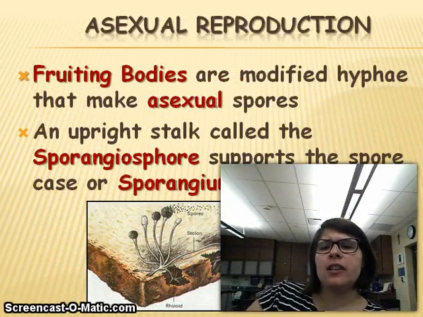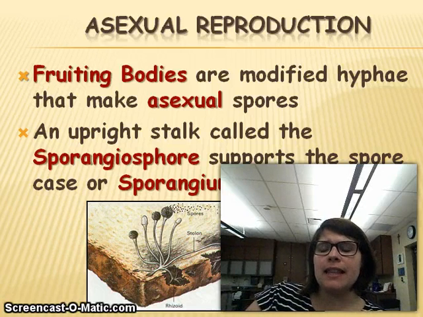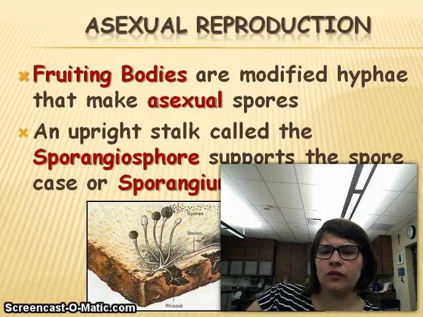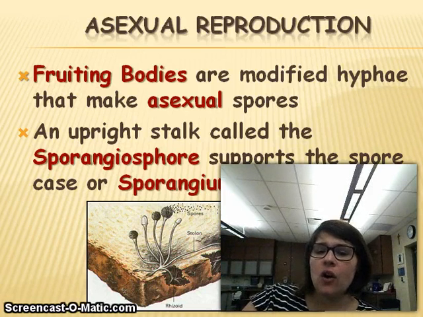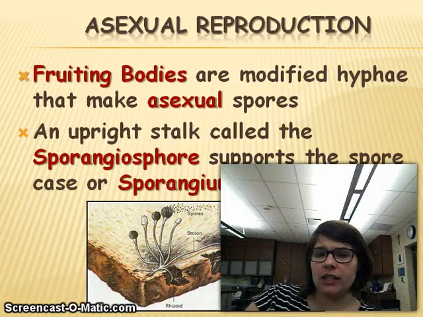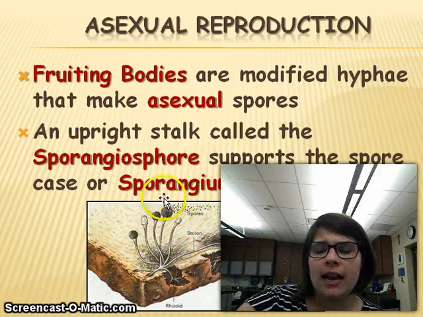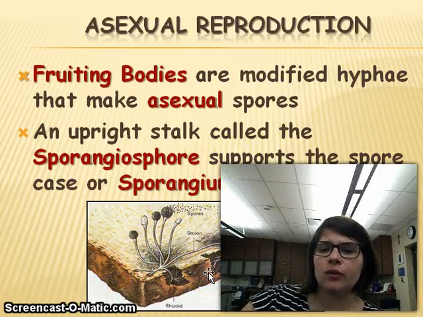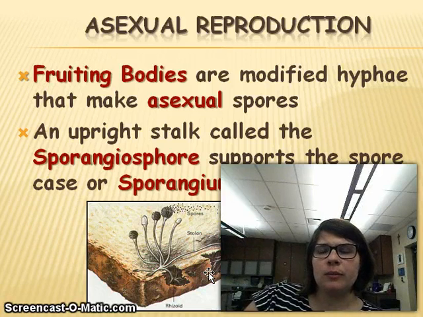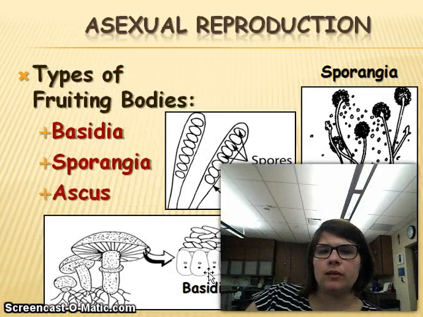Now, fruiting bodies are modified hyphae that make these asexual spores, and they're an upright stalk called the sporangiophore, and it supports the spore case or sporangia. So what it's doing is it's able to sit up right here and it makes those spores, and eventually those spores are going to burst and they're going to be dispersed by natural causes.